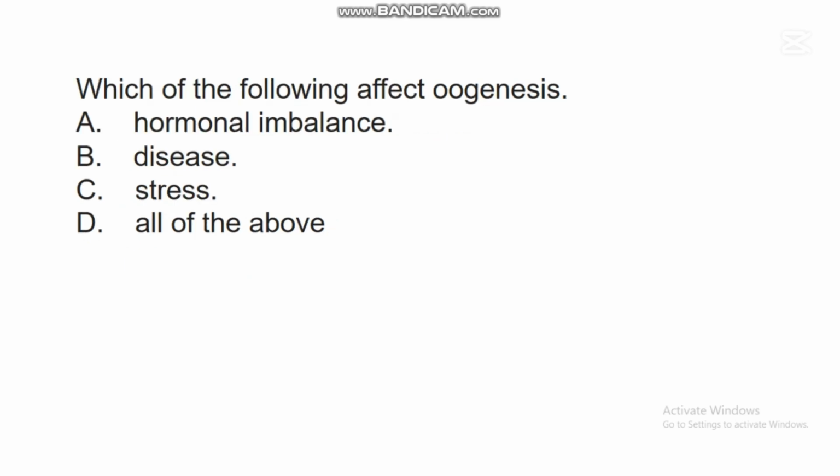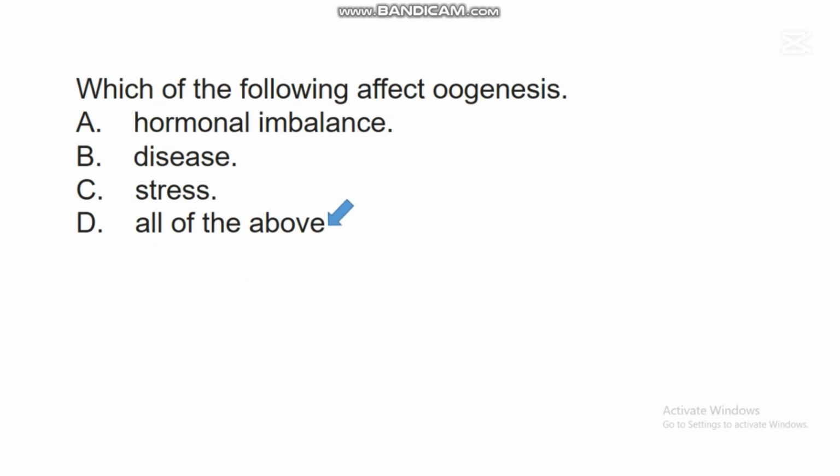The next question says, which of the following affects oogenesis? A. Hormonal imbalance. B. Disease. C. Stress. D. All of the above. In this question, the correct answer is D. All of the above. There are many factors that affect egg cell production. There are many factors that affect oogenesis.